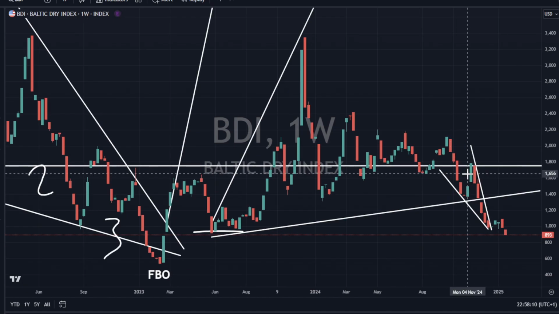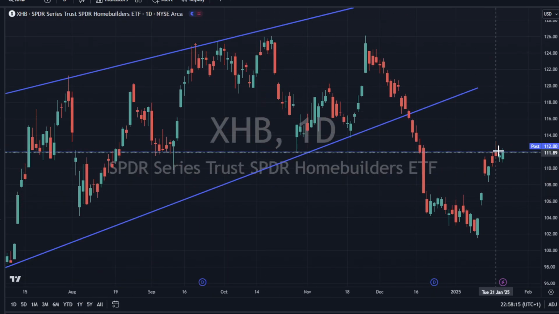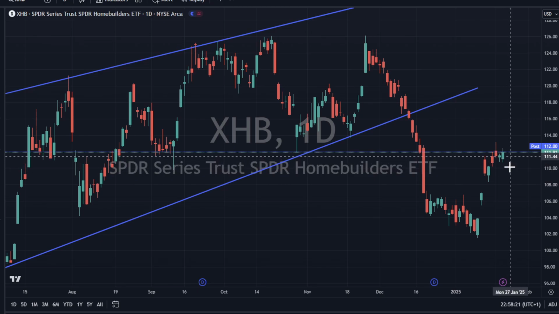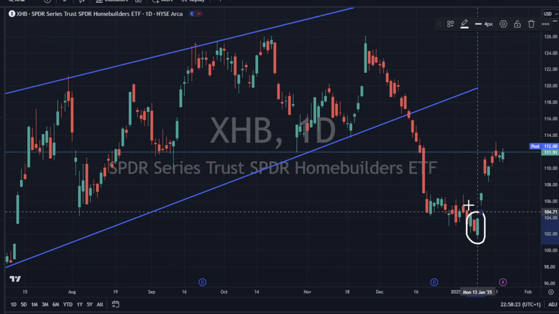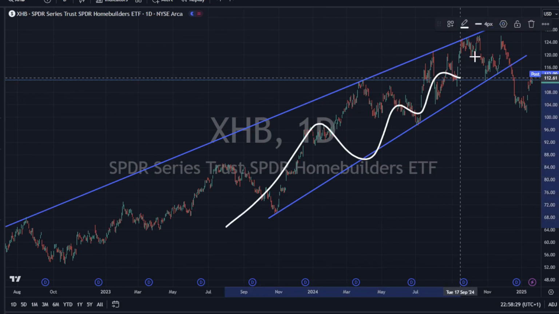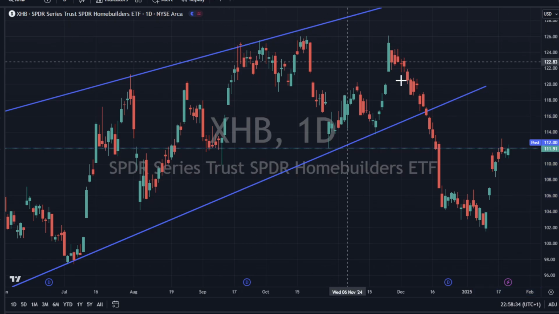I did see strength in the equities though. XHB, the home builders looking pretty good, heading on up. Got a little flag, little bullish engulfing. This is more important, getting the bullish engulfing on a reversal than it is getting one up here. So we'll see. We've got a rising wedge here. There is a possibility that rates continue higher and this does roll over eventually.